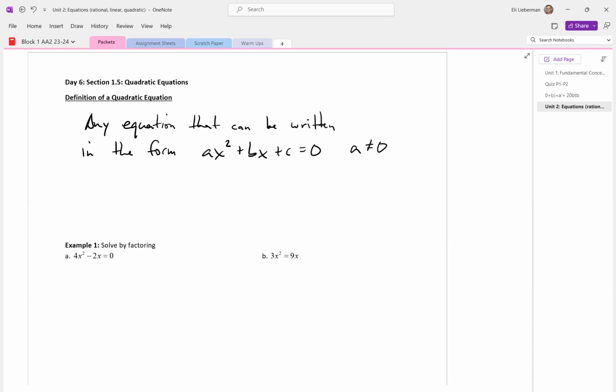Remember the terms that we talked about? This is a quadratic term. This is a linear term. And what was this called? The constant. They all do have coefficients.